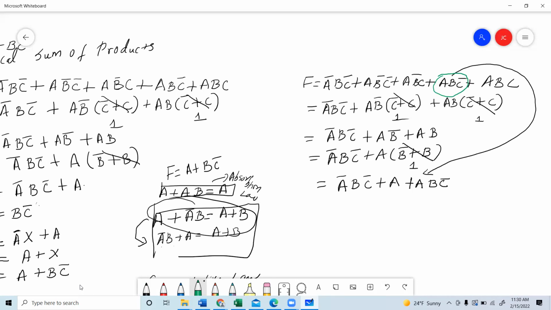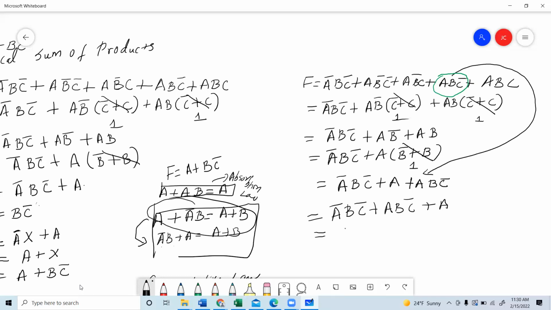So here I have this one, right? Now what I can do is, sorry, I can use the black pen. I can write A bar B C bar plus A B C bar plus A. I'm just rearranging these terms and putting A at the end. Again, this is the commutative law.